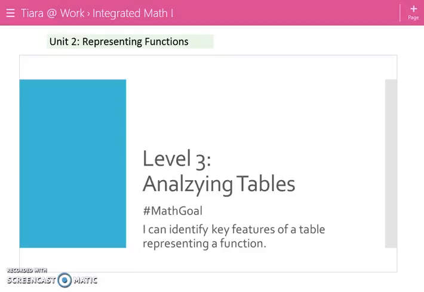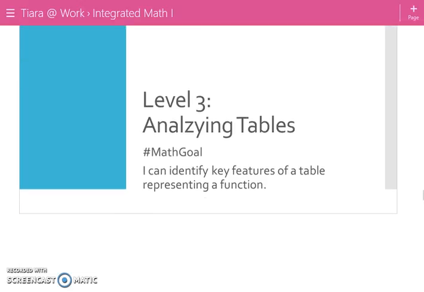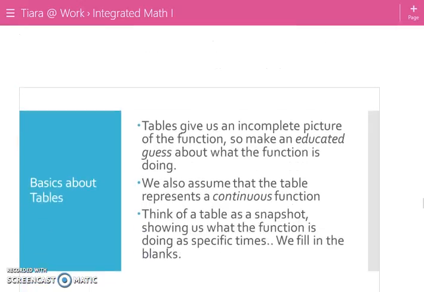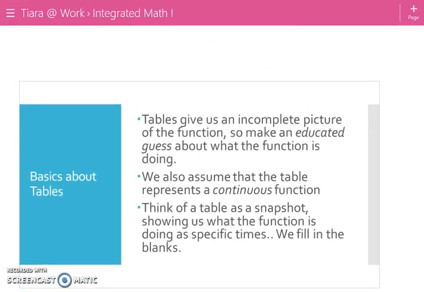Alright, in this video we're focusing on Unit 2, representing functions, and we're going to hone in on Level 3, which is analyzing tables. Our math goal is I can identify key features of a table which represents a function.